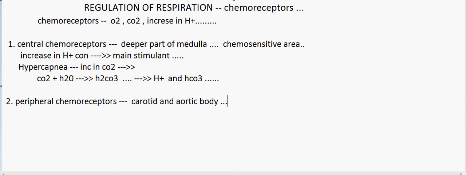And the main stimulant for the peripheral chemoreceptors is whenever there is decrease in oxygen. Whenever they note that there is decrease of oxygen content, that is the main stimulant for these peripheral chemoreceptors. That state is called hypoxia. So hypoxia is a state where there is decreased level of oxygen.